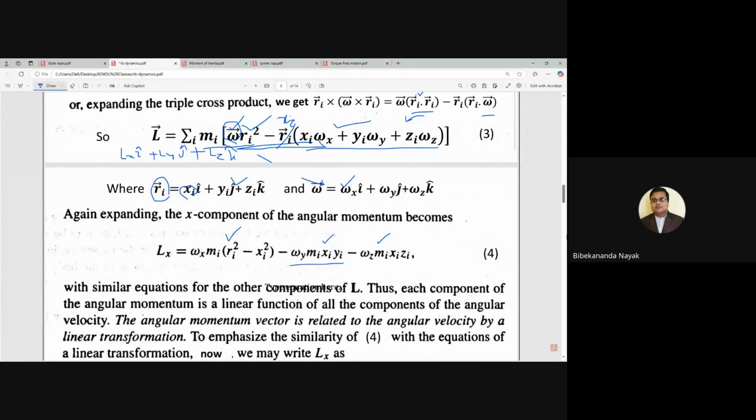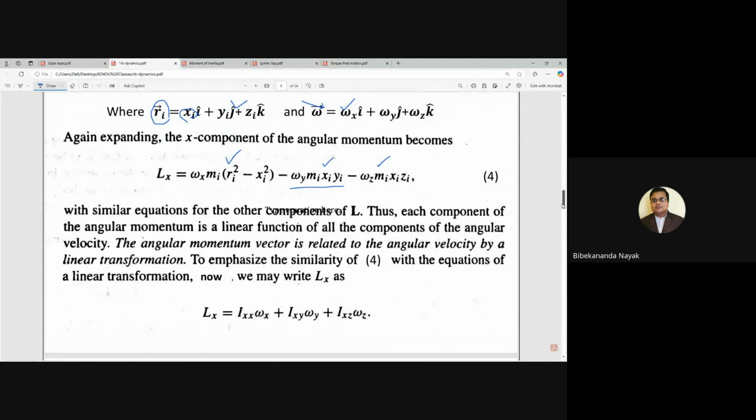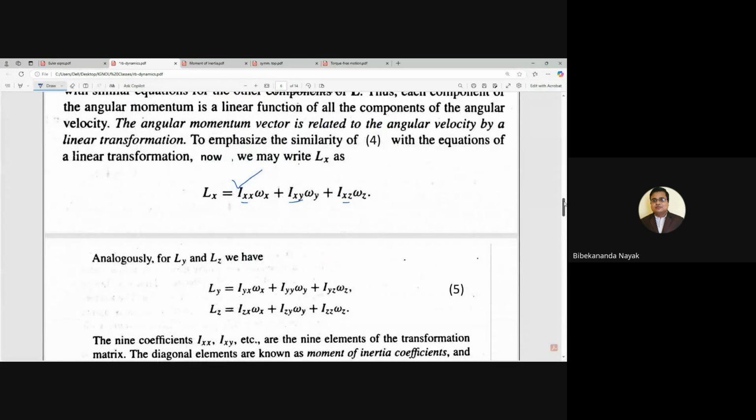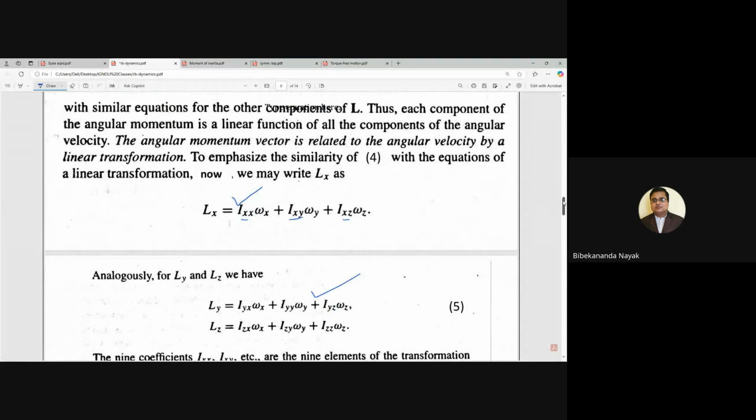Similar equations hold for all components, Ly, Lz. Okay. So now I can write this. See, this is something into omega x, something into omega y, something into omega z, and it has two. Suppose xi square, here xi yi, xi zi. So I can write the xx component, xy component, xz component. So Lx can be written as Ixx omega x plus Ixy omega y plus Ixz omega z. Similarly Ly and Lz. Okay. From this you can write Ly, Lz by comparing the coefficients. It can be written like this.